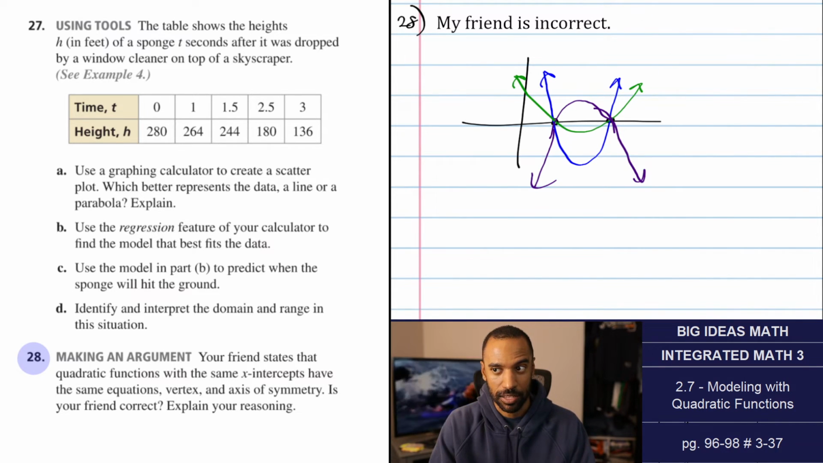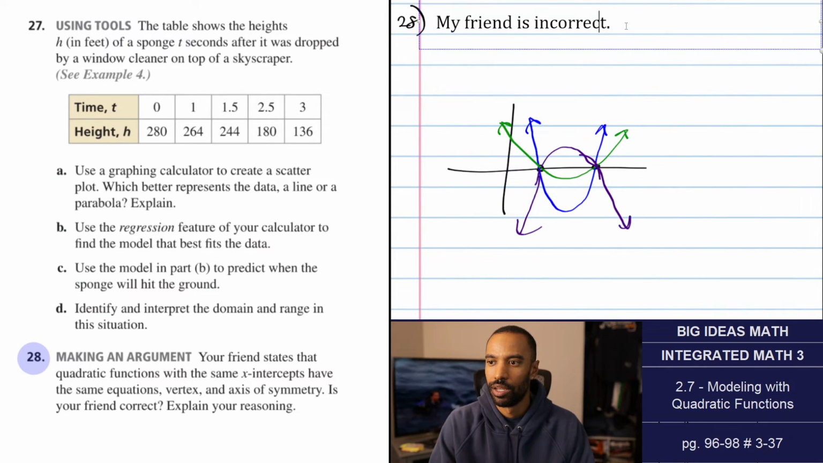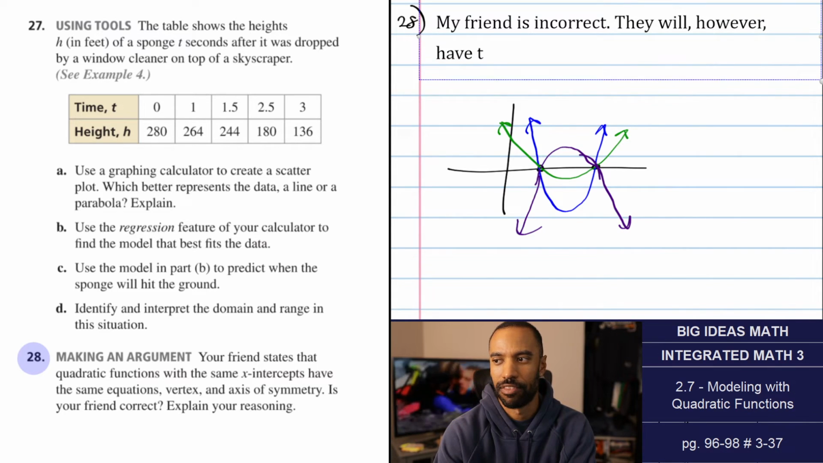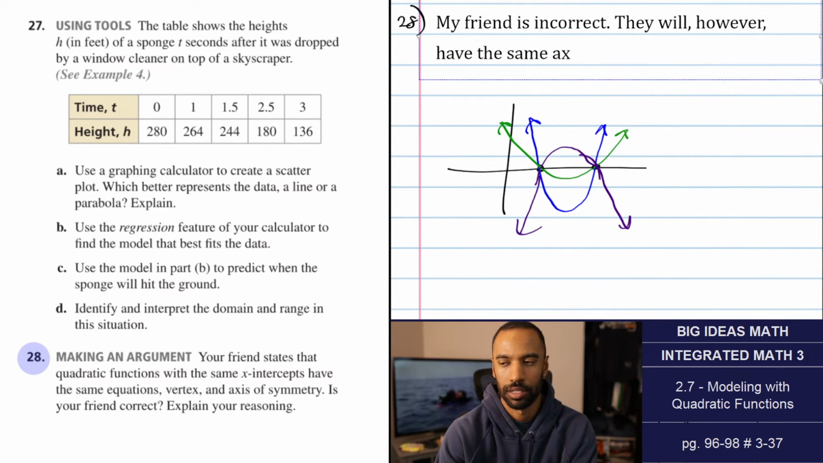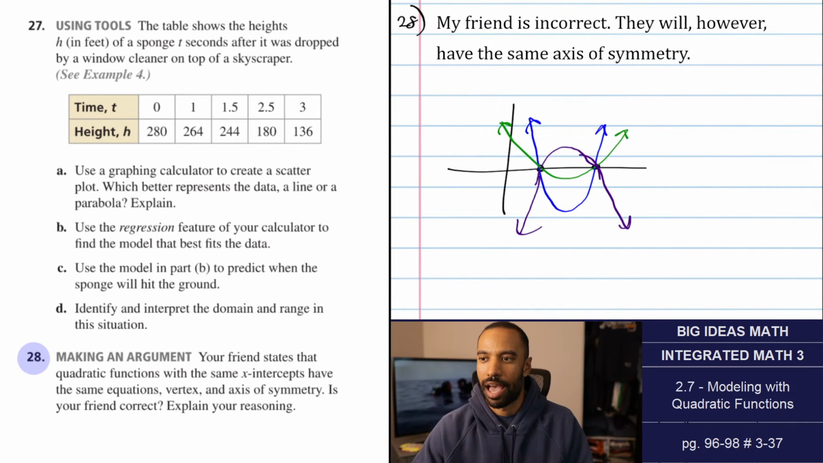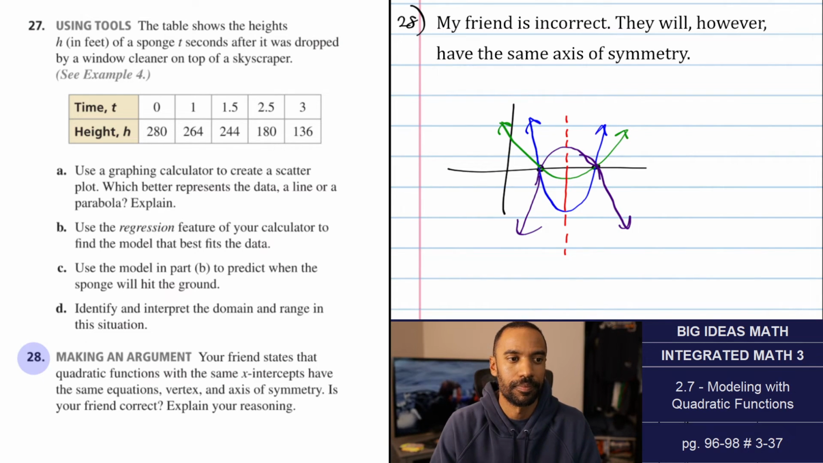They will have the same axis of symmetry, however. I should mention that. They will, however, have the same axis of symmetry, because they all have that symmetry right through there. Outside of that, different equations, different vertexes possibly. You can have the same intercepts, but a different A value will change things. And that's really what that last question was about on the last section.